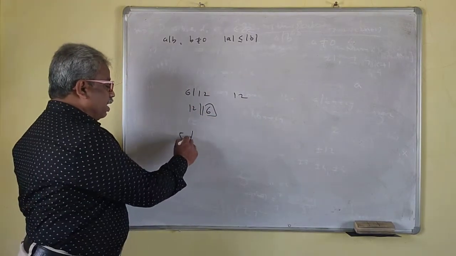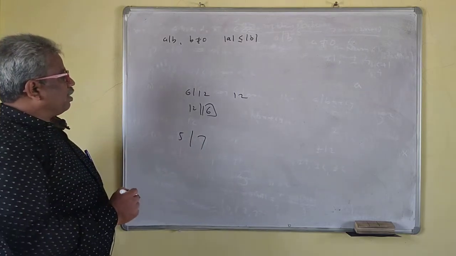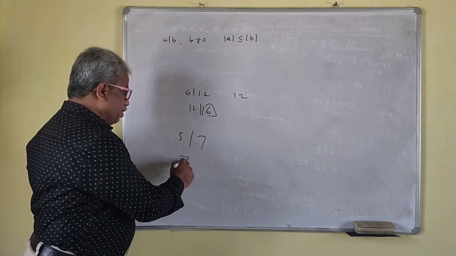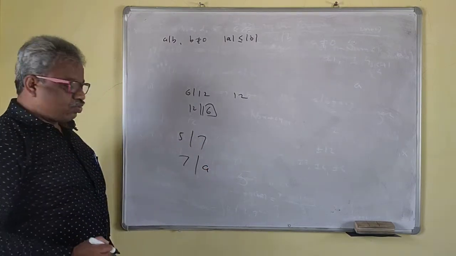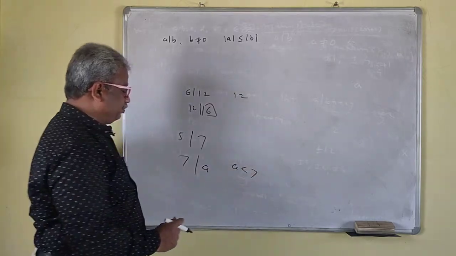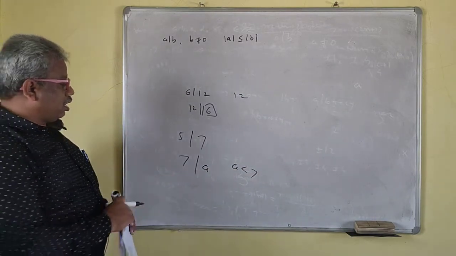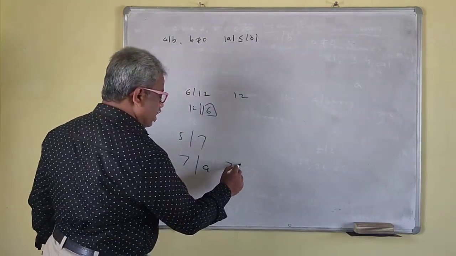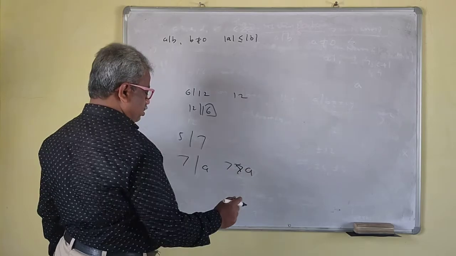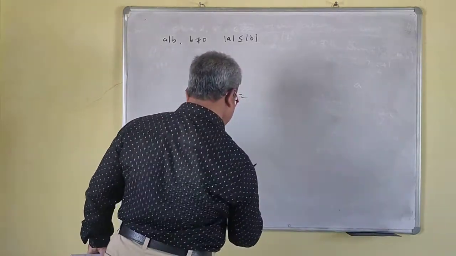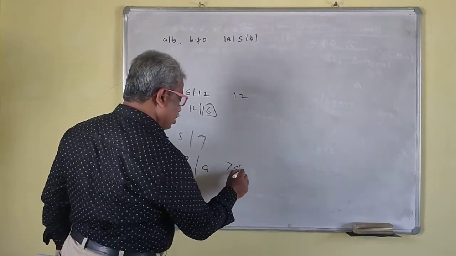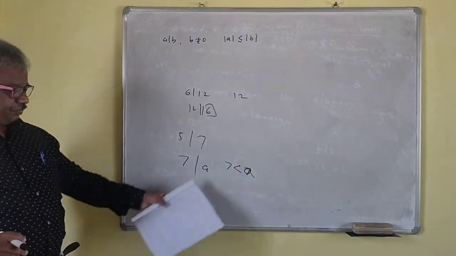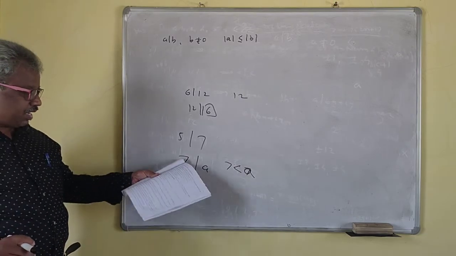Suppose 5 divides 7. Is it allowed? Here, no problem for this one. Now suppose A divides 7. A should be less than or equal to 7; it should not be greater than 7. A must not be greater than 7 now.